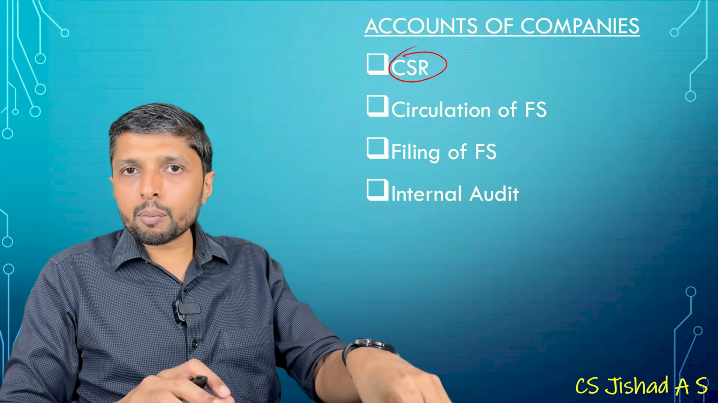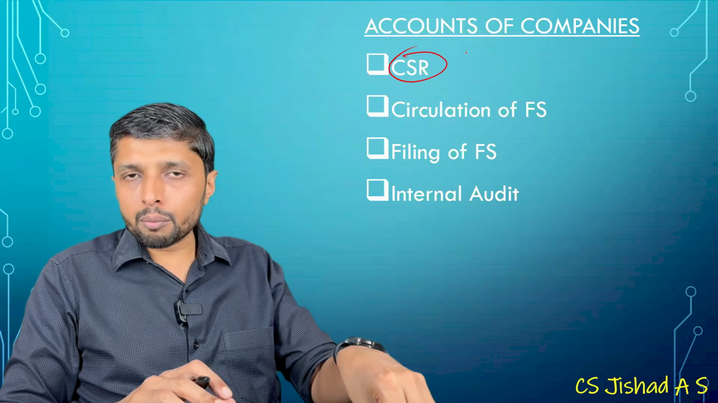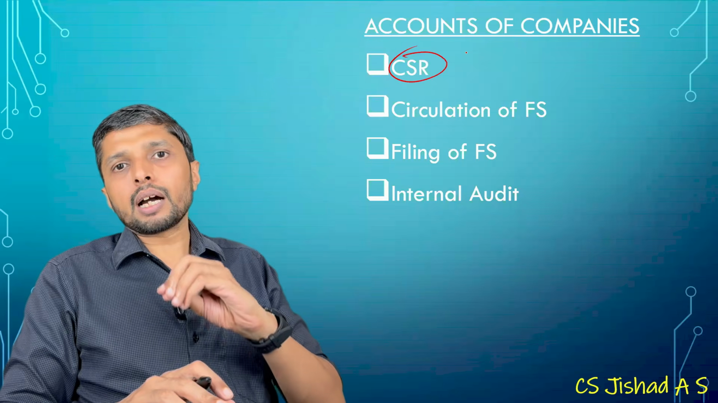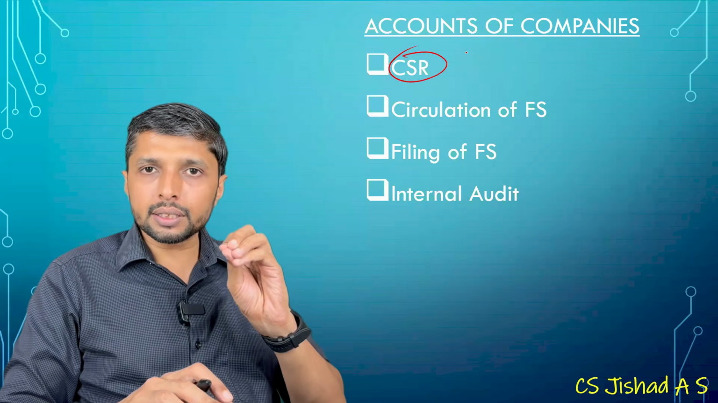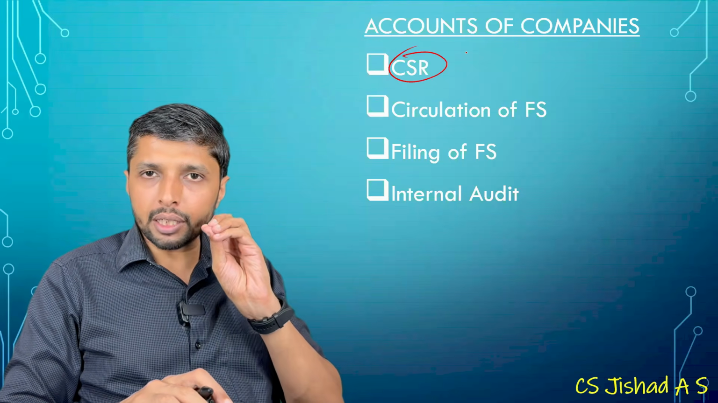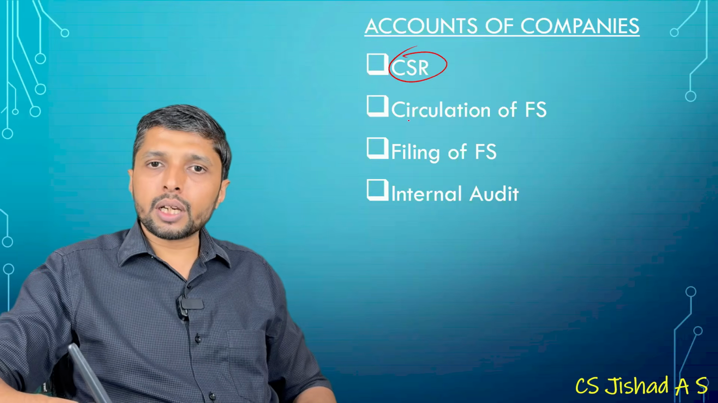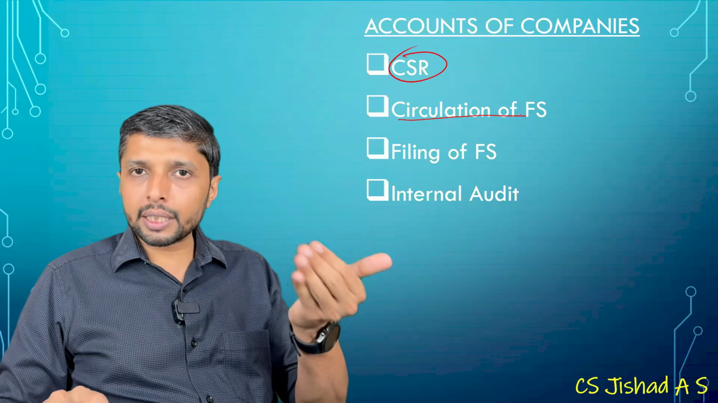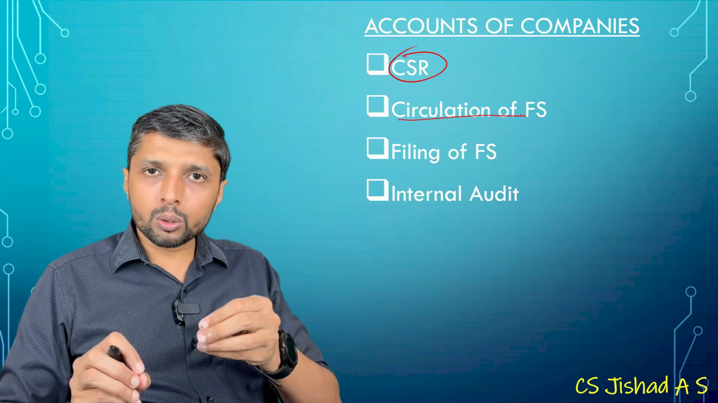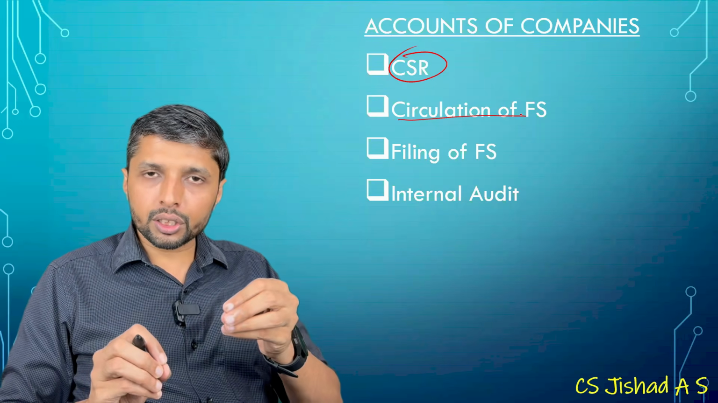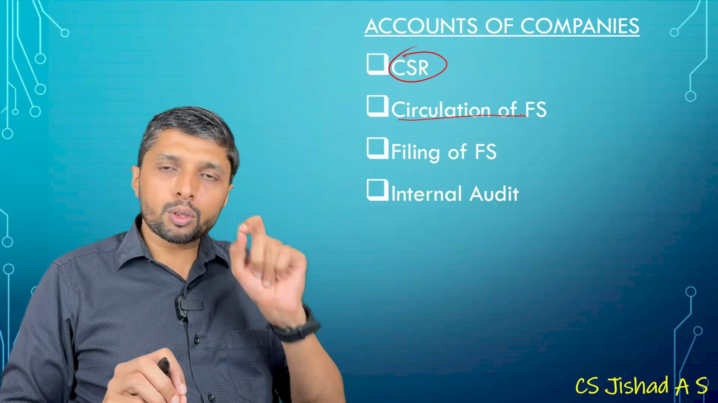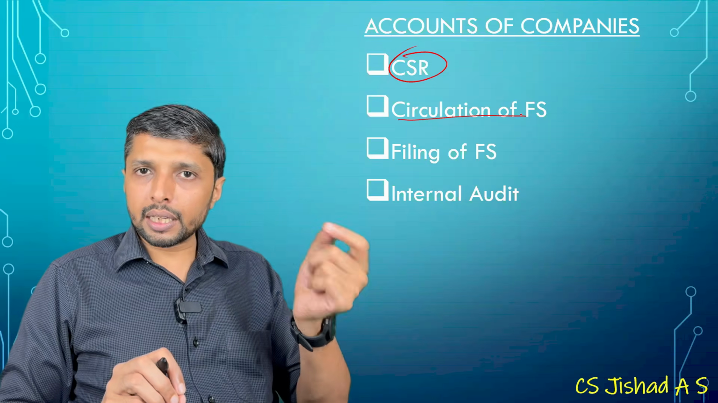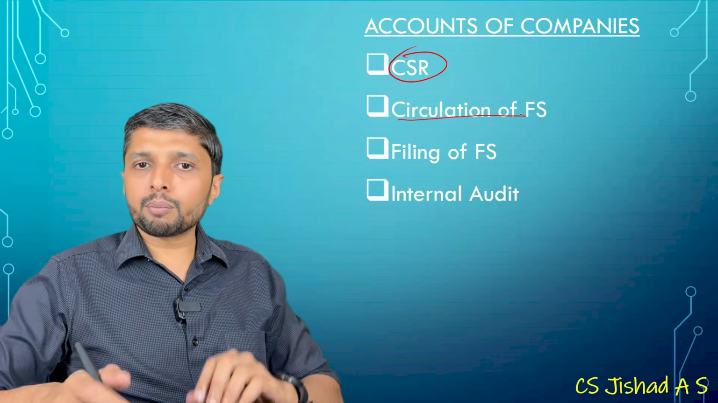So once the CSR provisions are applicable, a minimum of 2% of the average net profit of the preceding 3 financial years will have to be spent towards the activities specified under Schedule 7 of the Companies Act. Then circulation of financial statement: at least 21 days before the AGM it has to be circulated. With respect to a listed company, the financial statement and other documents will have to be made available for a period of 21 days before the general meeting, and any person can inspect during business hours.